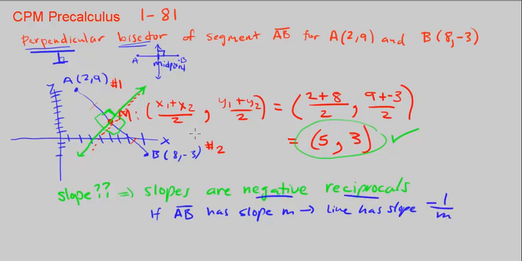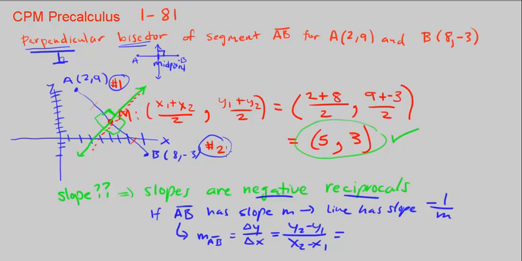Okay, so what is the slope of AB? We know the slope is the change in y over the change in x, the rise over the run, which is y2 minus y1 divided by x2 minus x1, right? And we have 2 points. We already said this is 1 and this is 2. We could choose this be 1, this be 2, it doesn't matter.